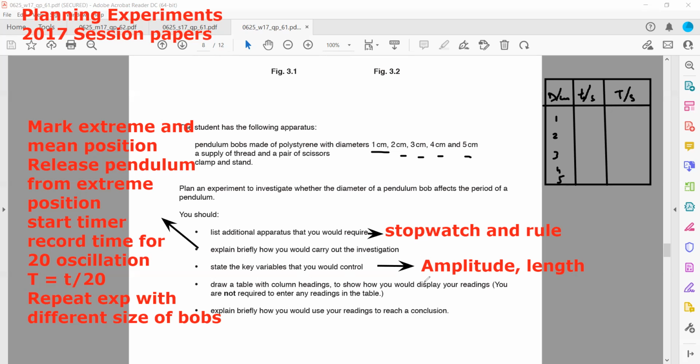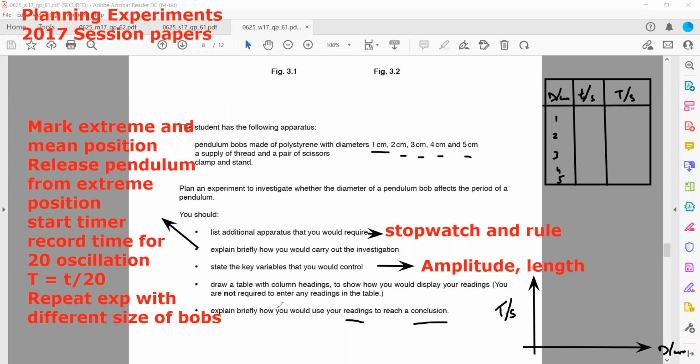Then how would you use your results to reach a conclusion? To identify the relation between the two quantities, the best way is plotting a graph. We can plot a graph with the diameter on the x-axis, because the independent variable should be on the x-axis and the dependent variable on the y-axis. The diameter we are changing, it is in our hand, so that is independent. And time period on the y-axis. We don't have to sketch this result. We just have to mention that we'll plot a graph for time period and diameter and check the relation between them.